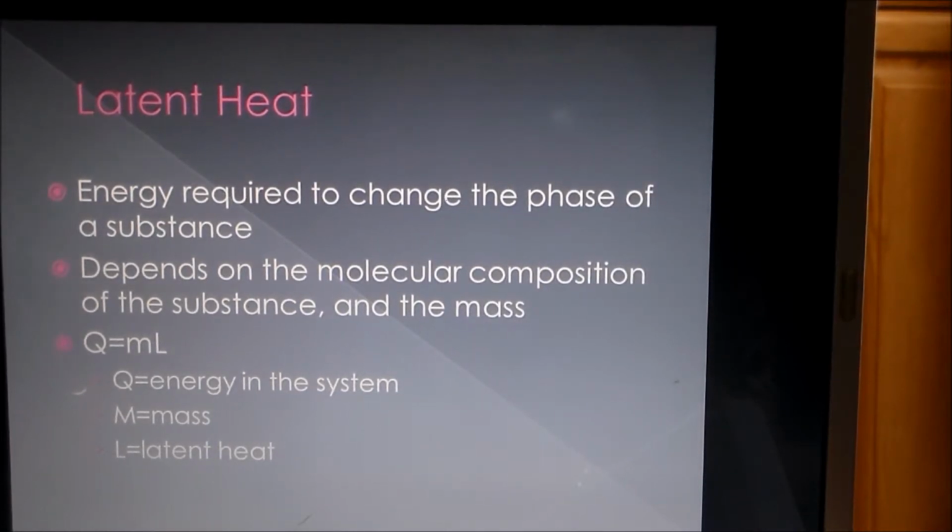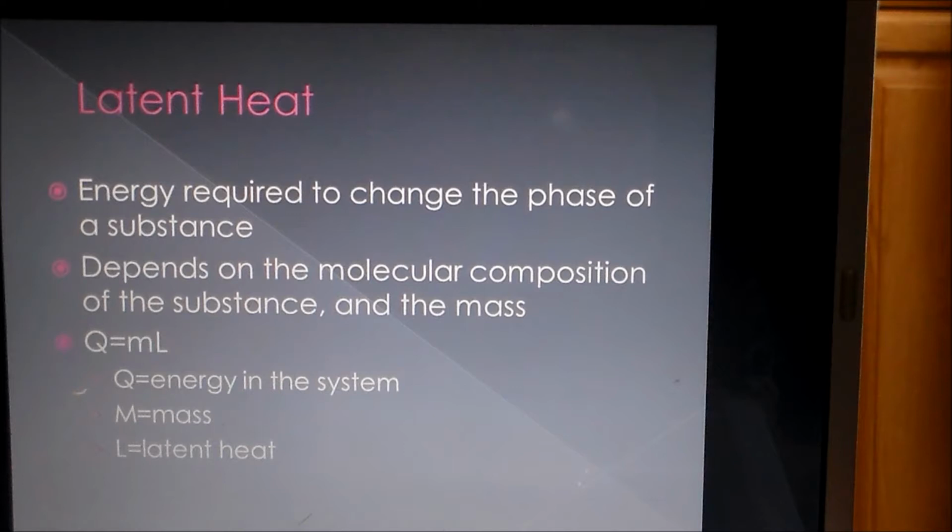Latent heat is the energy required to change the phase of a substance. Latent heat depends on the molecular composition of the substance and the mass. And this can be shown by the equation Q = mL, where Q is again the energy in the system, m is the mass, and L is latent heat. And like specific heat, latent heat is a value given.